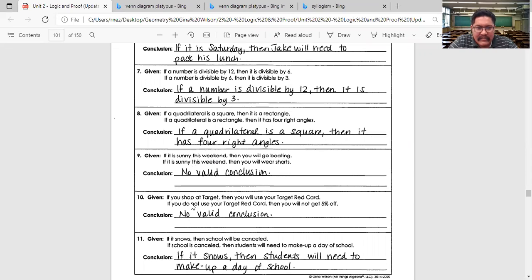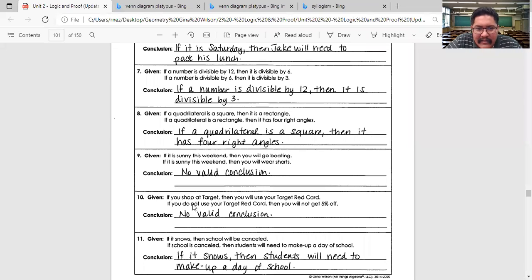And let's try this next one. Let's see what's going on with this one. So if you shop at Target, then you will use your red card. If you do not use your red card, then you will not get 5% off. Now somebody might say, well, wouldn't it say if you shop at Target, you will get 5% off?